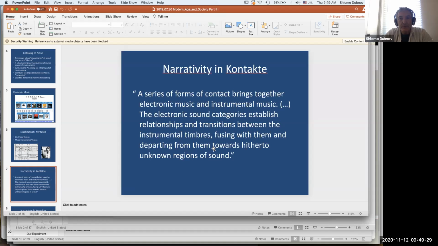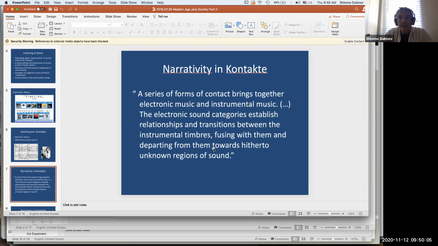Now, one of the approaches to understand this musical piece is by using the terms of narrativity. So, what is narrativity? What is storytelling? We'll listen a little bit to the music in a second, but I just want to frame this as a possible approach to listening to this piece. So the idea is that a series of forms of contact brings together electronic music and instrumental music. That's in the name.